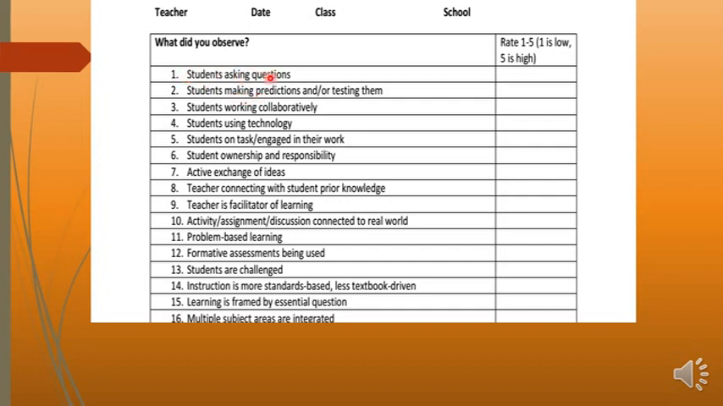Students asking questions. The rate: 1 is low and 5 is high. You can also use another scale here, a scale of yes or no. For example, students asking questions, yes or no. Another scale you can use is that of frequencies. You can write, for example, never, sometimes, usually, always.